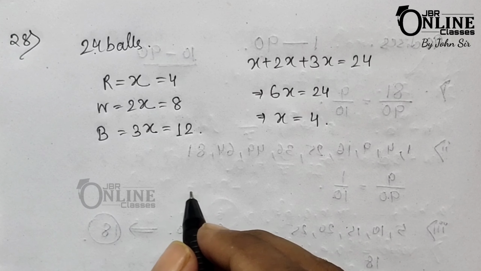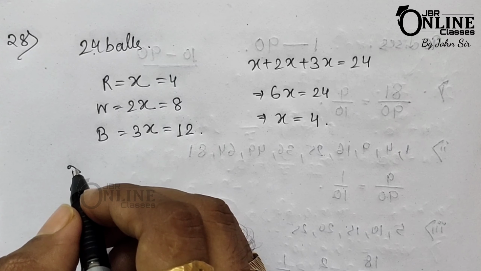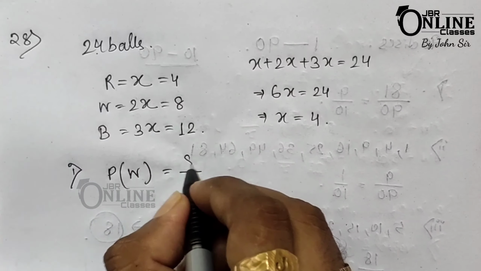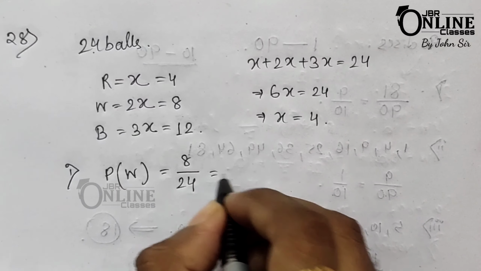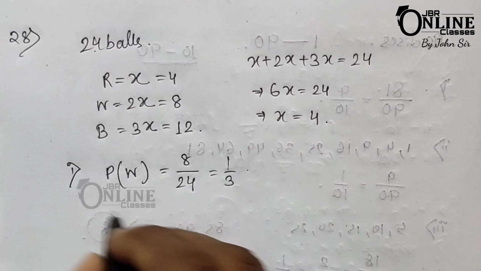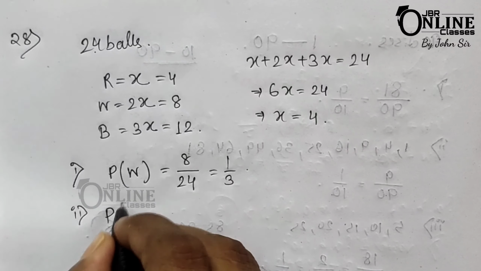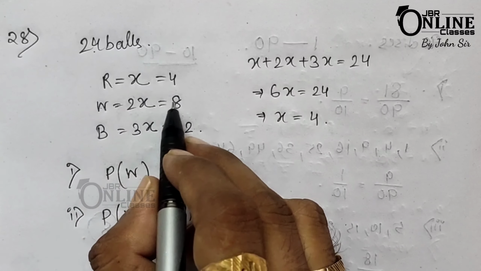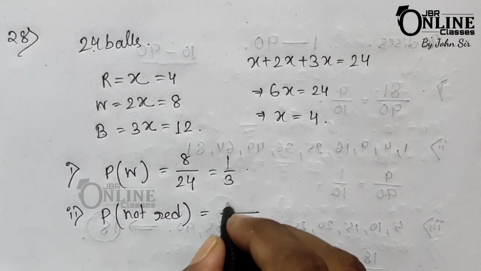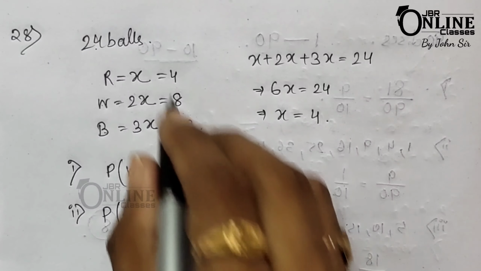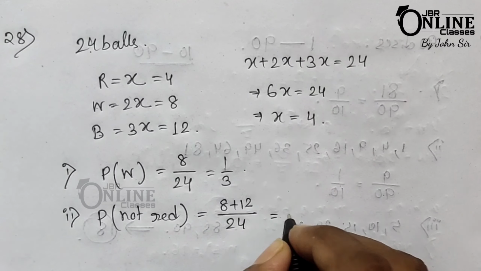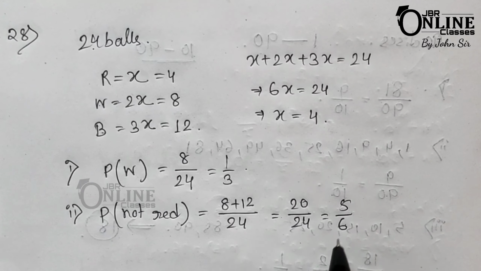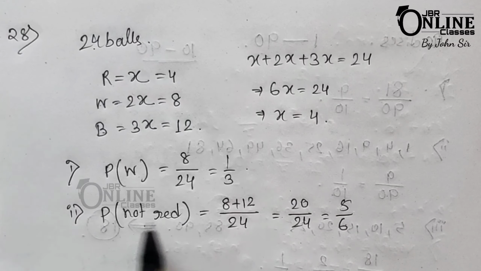Now you have to find the probabilities. First, the probability of a white ball, P(W), equals 8 by the total of 24 balls, so 1 by 3. Next, the probability of not red. Not red means white balls, 8, and blue balls, 12. So write 8 plus 12 divided by 24 total balls, that equals 20 by 24, which equals 5 by 6. So 5 by 6 is the probability of not red.